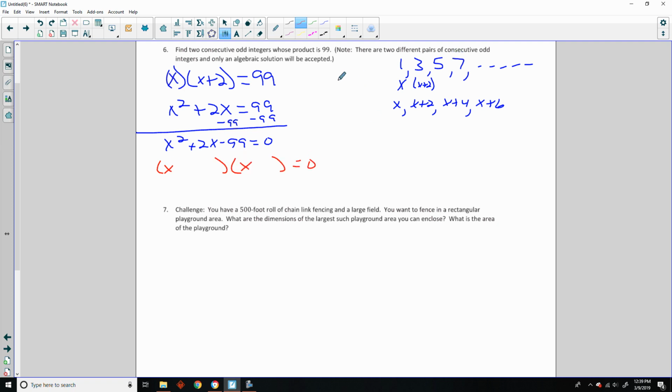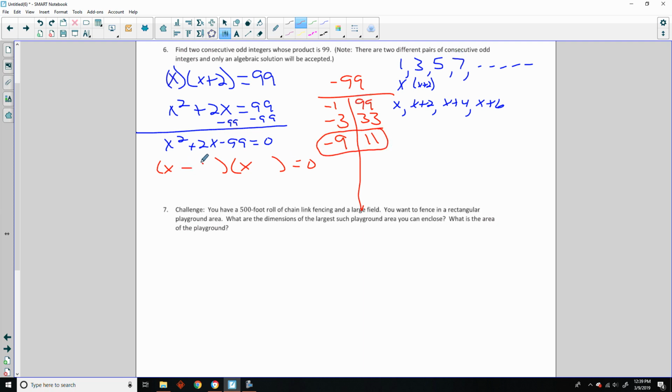So factors of negative 99 are negative 1... Actually, I want the bigger one to be positive. Negative 1 times 99 is 98 when you add them. 2 won't go. Negative 3 times 33 is a difference of 30. 4 won't go. 5 won't go. 6 won't go. 7 won't go. 8 won't go. 9. Negative 9 times 11 is 99. And when I add these two up, I get 2.